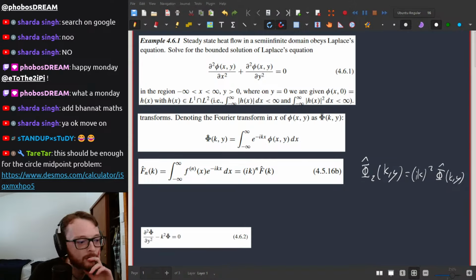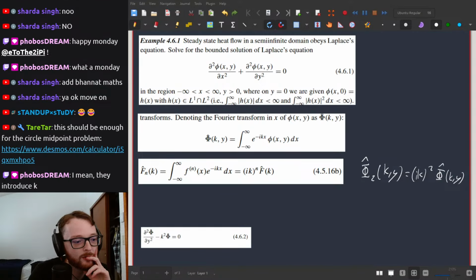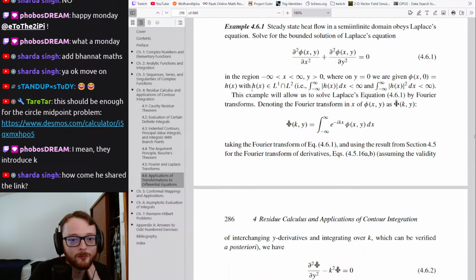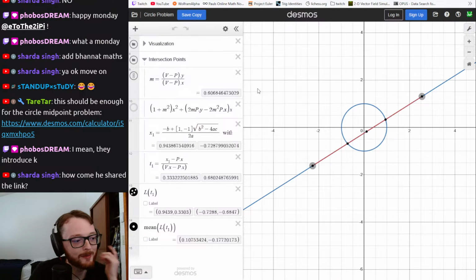Oh, Territar made a Desmos for the previous geometry problem. Yeah, k is the variable they've been using for the new Fourier transform. I forgot Territar can do it because Territar is a mod.